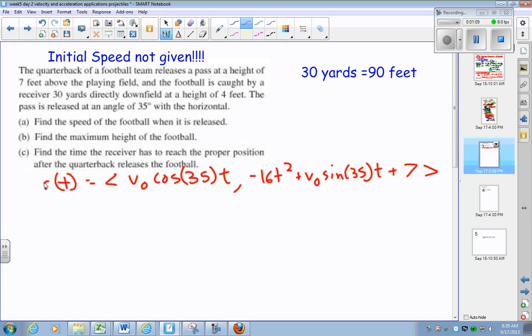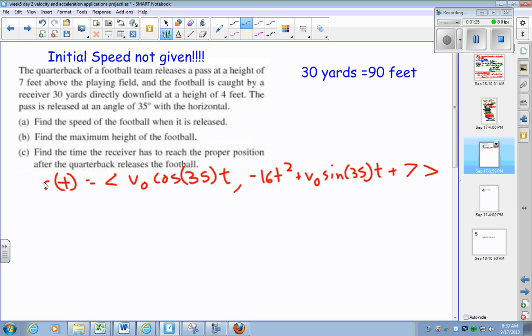Okay. Notice, I don't give you the v naught. I give you the angle. I don't give you the v naught. And that's our whole goal in this problem. Look at question A. Find the speed of the football when it is released. Find the v naught. That's what I'm wanting us to do right now, is find the v naught.